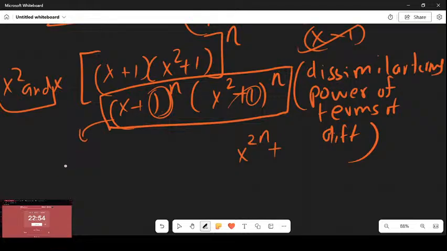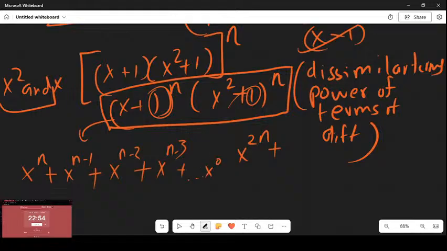So if I expand this, x to the power n plus x to the power n minus 1 plus x to the power n minus 2 plus x to the power n minus 3, and so on, x to the power 0, which is nothing but 1. And here, so on, x to the power 0? No, we won't get it as 0. Actually, our last term itself is x square.